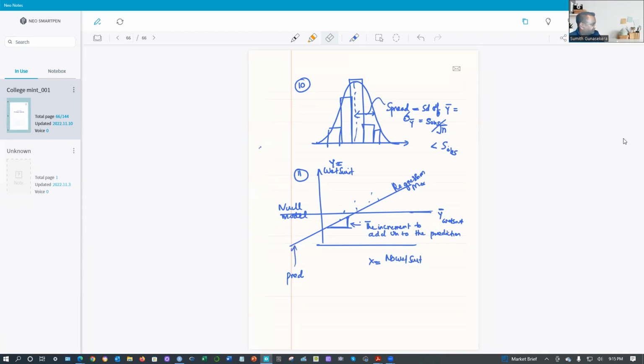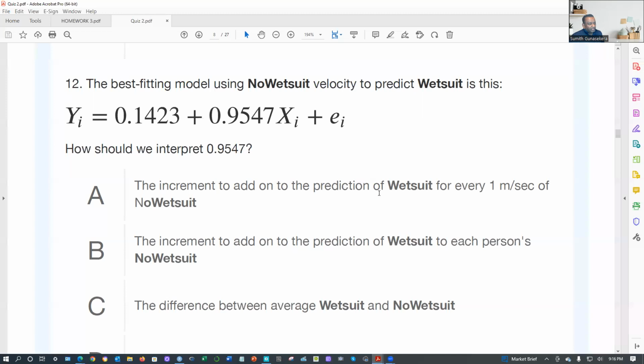Prediction for this one is what? That's the every 1 unit increment. 1 unit means meters per second increment. Prediction means y hat. So this is nothing but the run, and this is nothing but the rise. Rise over run, that's the slope. How much increment to add on to the prediction? So much we add on to the prediction for every unit increment in X.